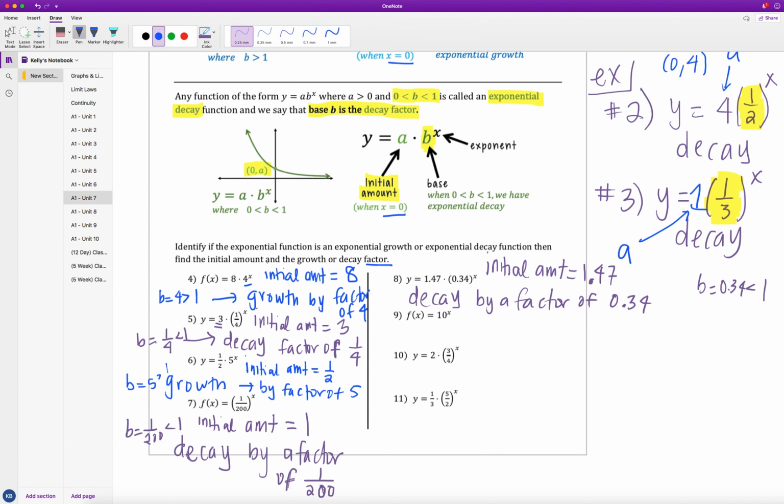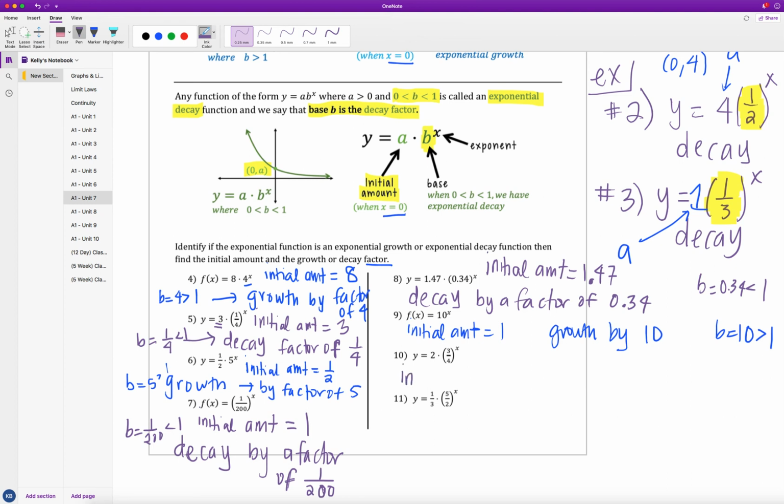Let's do example 9. So in example 9, we have an initial amount of 1. Remember there is that invisible 1 in front. This is going to be a growth, and it's growing by 10, since our base value is equal to 10, and 10 is definitely bigger than 1. Why don't you guys pause the video and do 10 and 11, and then we'll check both of them.